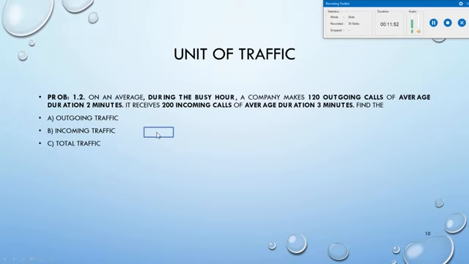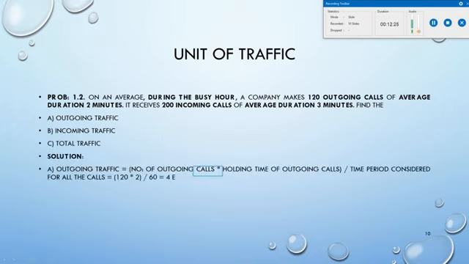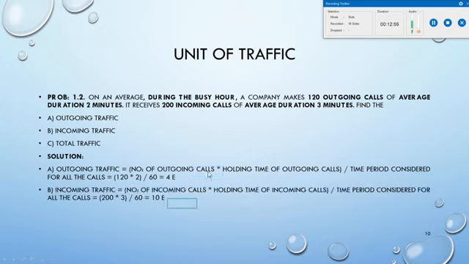If I have to identify the traffic, whether outgoing or incoming, I can make use of equation 1.1, that is A is equal to C into H divided by T. So outgoing traffic A is equal to the number of outgoing calls into the holding time of the outgoing calls, divided by the time period considered. I have 120 outgoing calls with a holding time of 2 minutes. So it is 120 into 2, and this measurement was done during the busy hour, so it is divided by 60 minutes, which turns out to be 4 Erlangs.